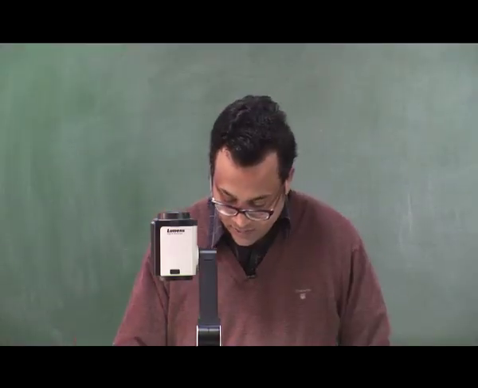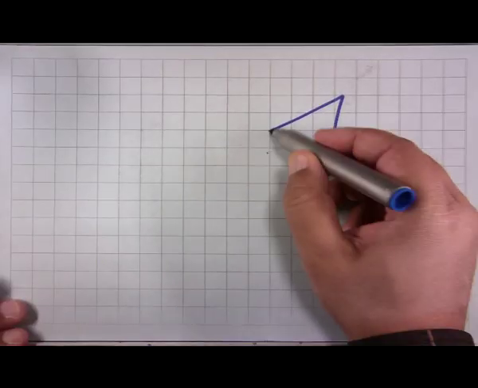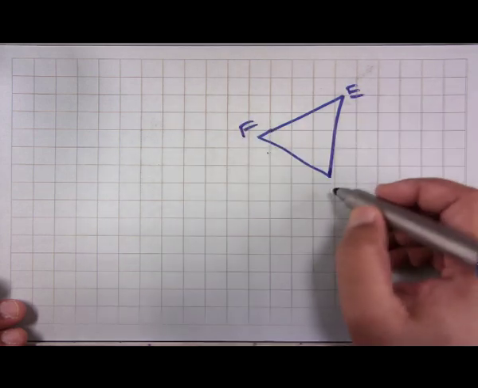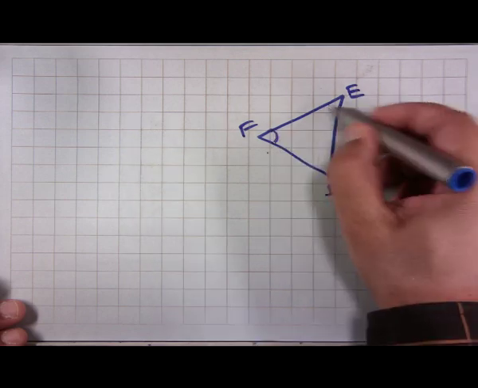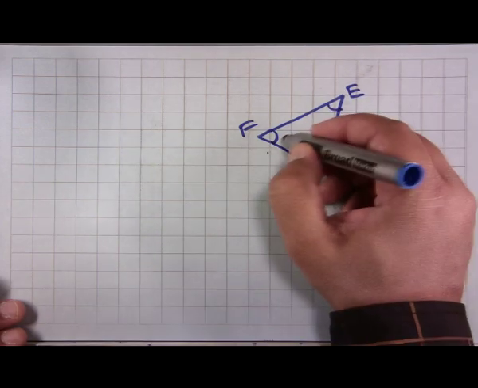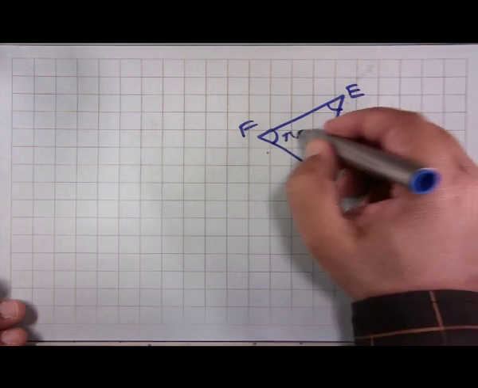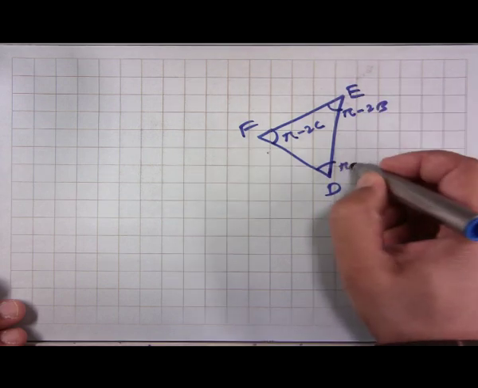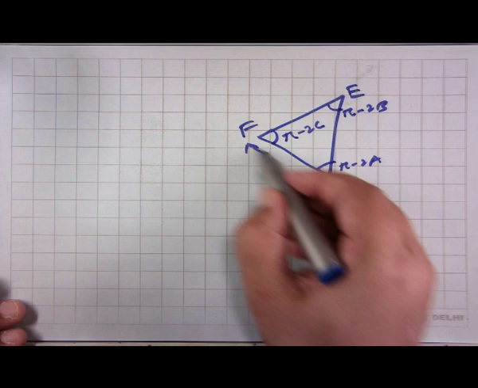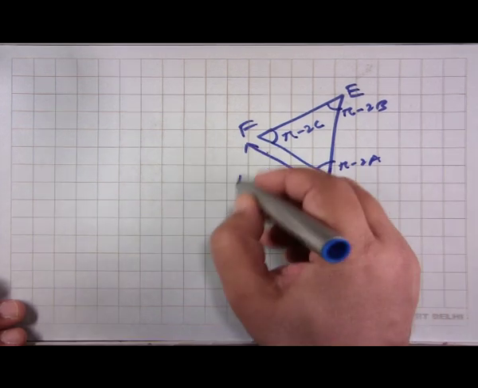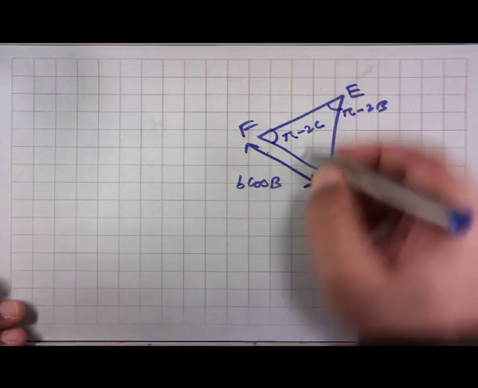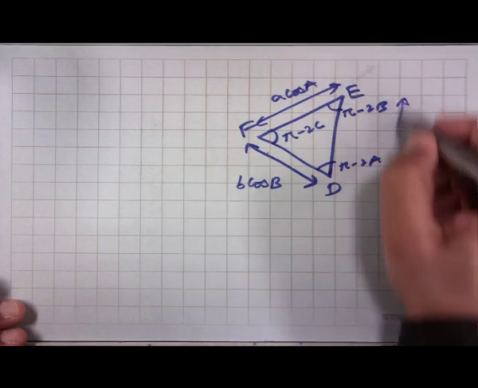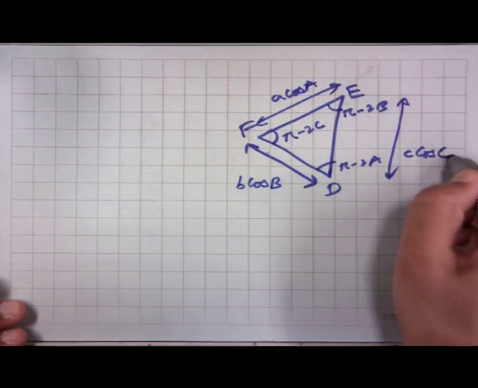So for the pedal triangle, we had shown that the angles are pi minus 2C, pi minus 2B, pi minus 2A, and the lengths are b cos B, a cos A, and c cos C.